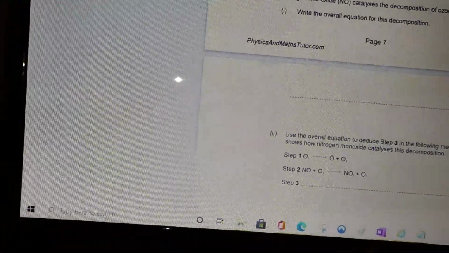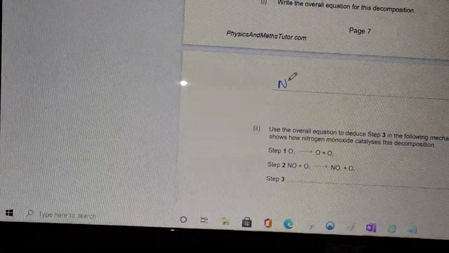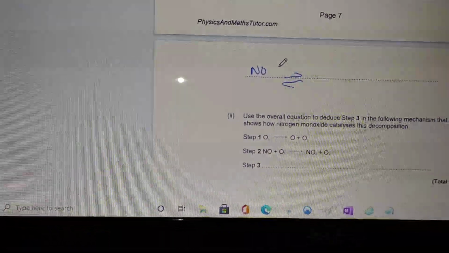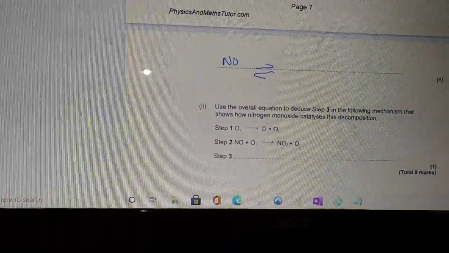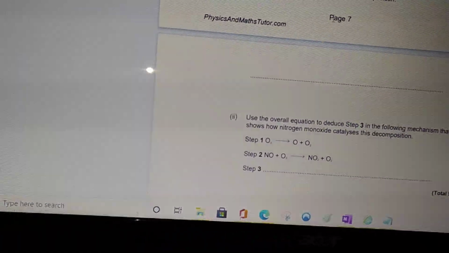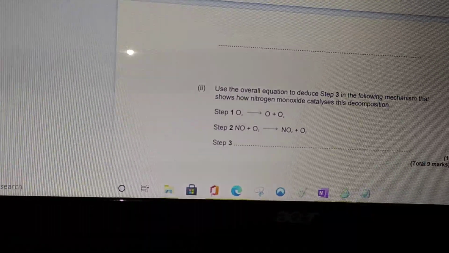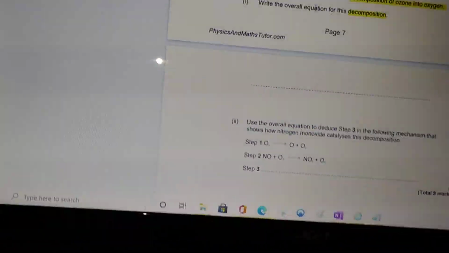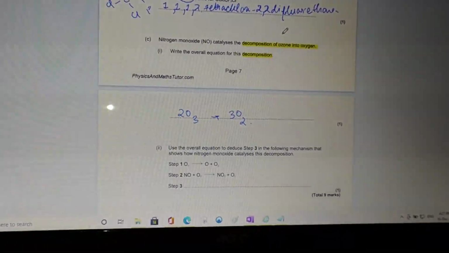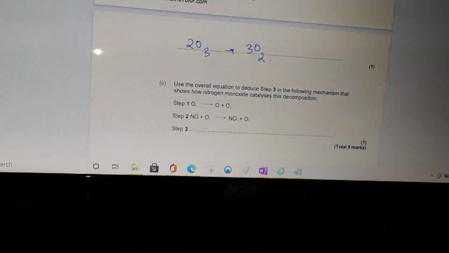Now, this is very, very important. Again, you got confused in this. They've asked for the decomposition of ozone. This is where people get confused. They start writing decomposition of NO. No, you need to start writing the decomposition of ozone to oxygen. This is what you have to do. Don't jump to conclusions. You have to read the question, what it says.